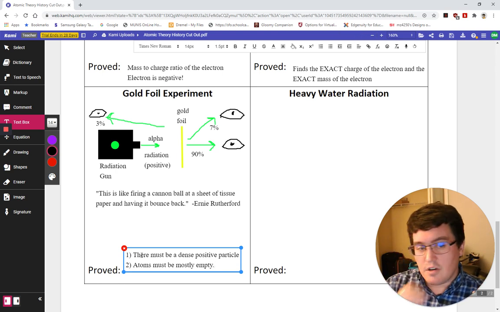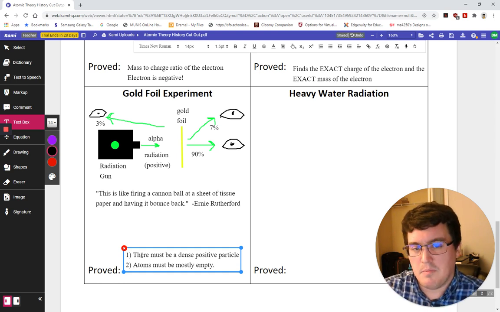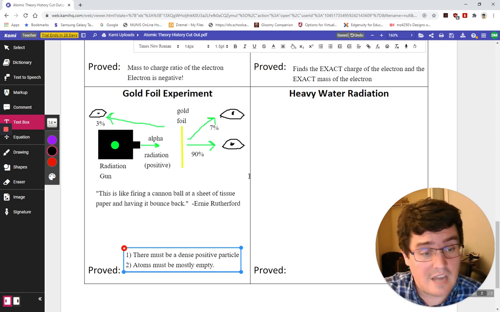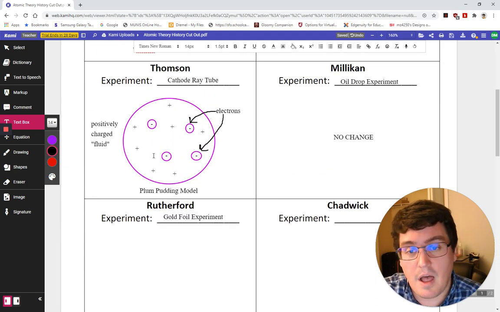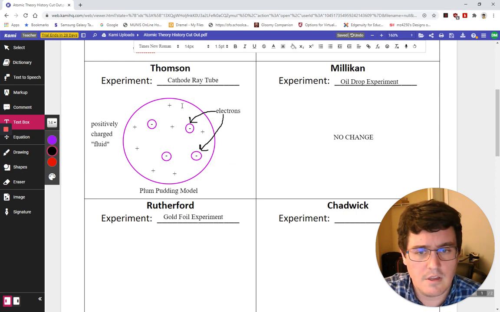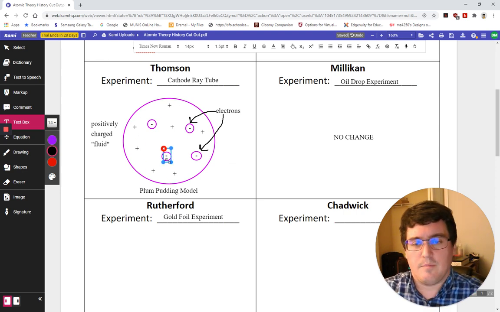That dense positive particle had to be at the very center of the atom, and all the rest of the atom had to be mostly empty space. It's kind of a neat discovery. Mostly neat because when you look at this model, you realize it's completely wrong. There's no way that positiveness is spread throughout the atom like that.